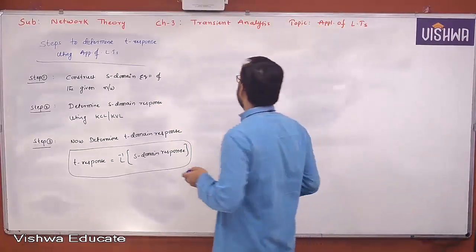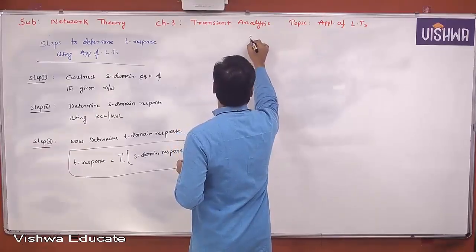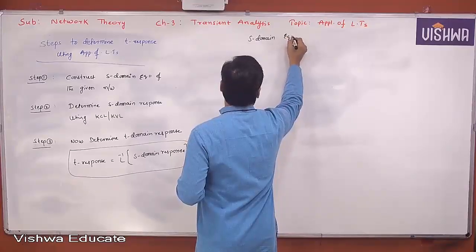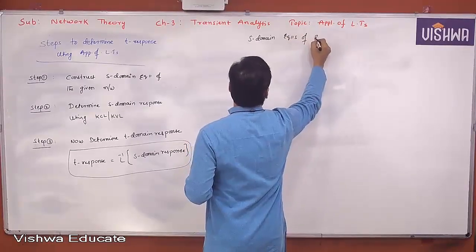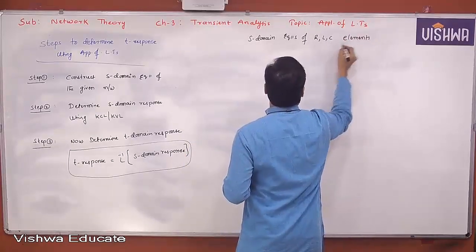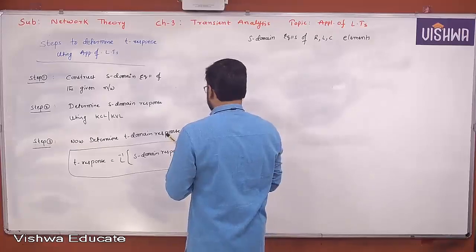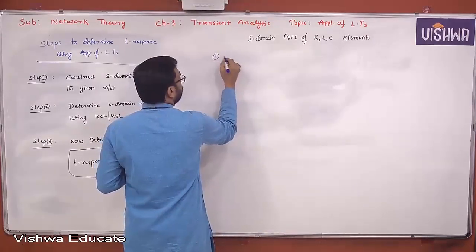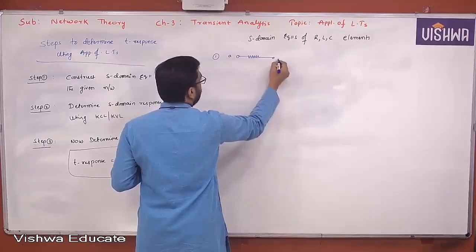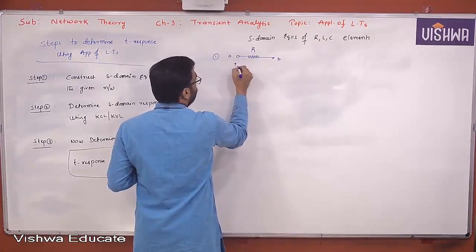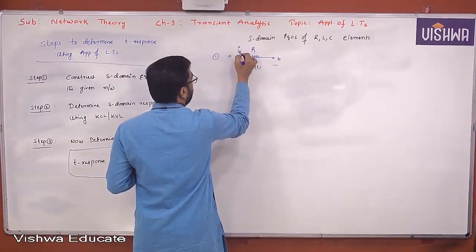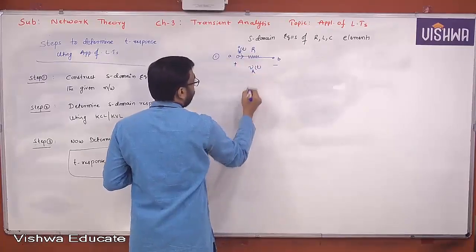Okay, so what is the S-domain equivalence of different elements? S-domain equivalence of RLC elements. First, let me start with the resistor: a resistor R between terminals A and B, with voltage VR of t and current IR of t.